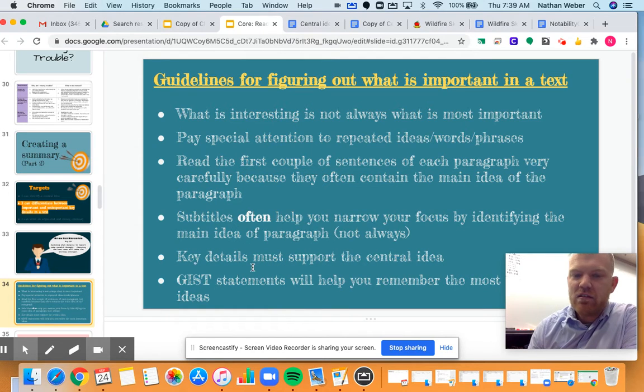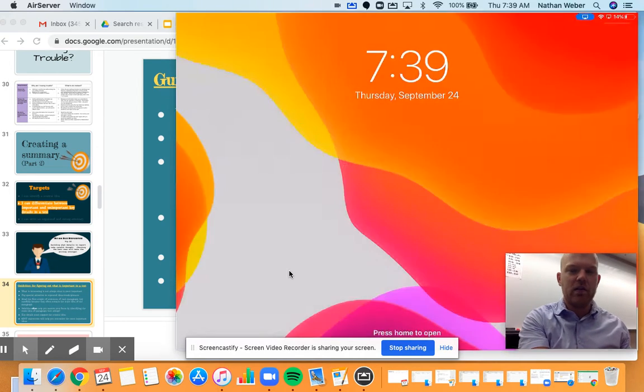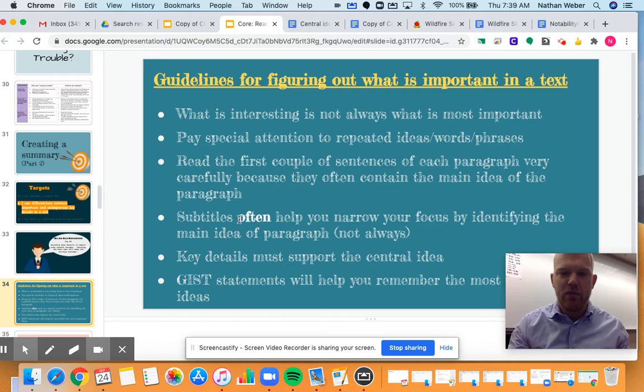Okay, key details must support the central idea. This is probably most important. Your key details must support the central idea. Gist statements will help you to remember the most important ideas. Your gist statements and your highlighting in your close reading will help you remember what the most important ideas are. So go ahead and pause this recording and take notes on this page right here.